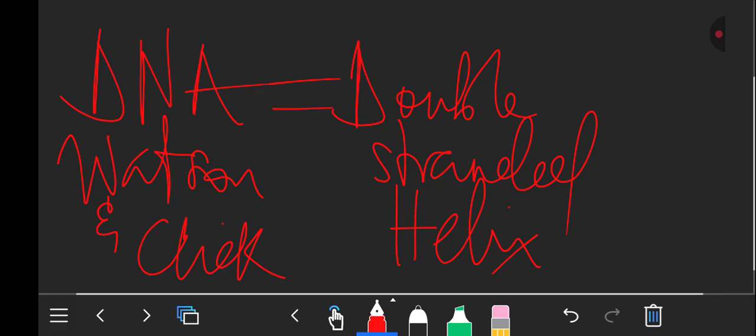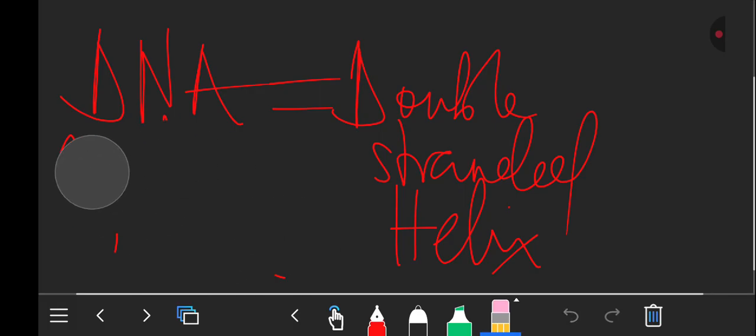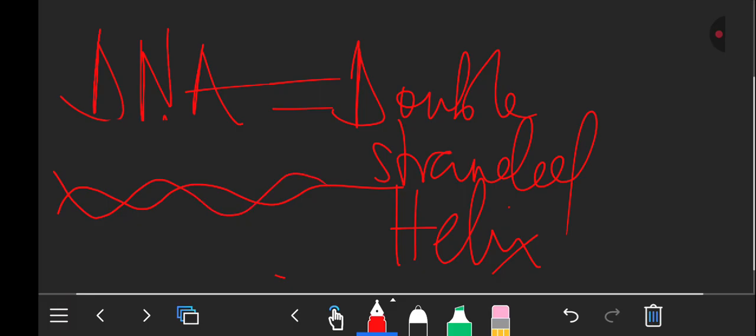So what does it mean when we say DNA is double-stranded? It has two strands, of course. Double-stranded means it has two strands. So that is the structure of DNA. Let's have this. So it is made up of two strands. So it's like that. That is the structure of DNA.